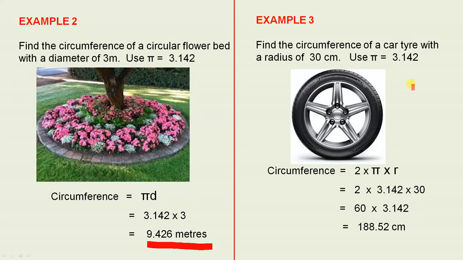Example 3. Find the circumference of a car tyre with a radius of 30 centimeters. Use pi equals 3.142. So the circumference, as we saw earlier, can be calculated by using 2 pi r, which is 2 times 3.142, that's what we were told to use, times r, which is 30 centimeters. 2 times 30 is 60, so it's 60 times 3.142. And the answer is 188.52 centimeters. So that is the circumference of the tyre.